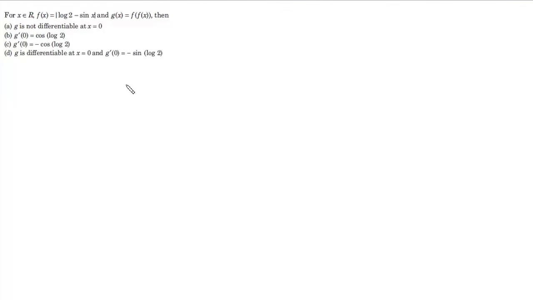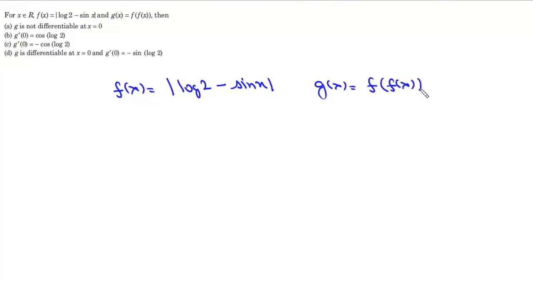Now the question is, we are given this function f(x), which is mod of log 2 minus sin x, and this g(x) is f of f(x). Then we have to check for differentiability of g at 0 and g dash 0. Now when x tends to 0, sin x is nearly 0. In that case, log 2 minus sin x will be greater than 0.